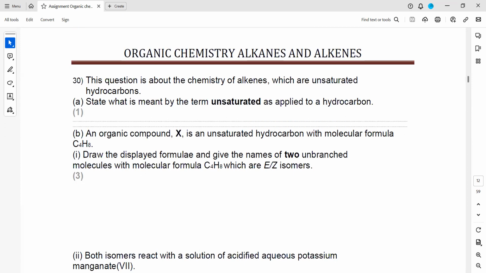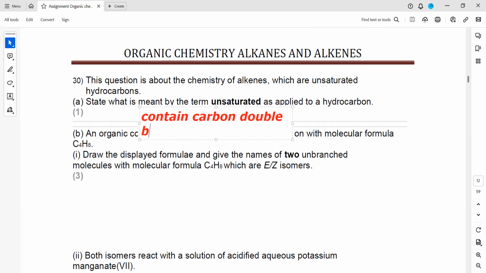So in question 30, this question is about the chemistry of alkenes, which are unsaturated. State what is meant by unsaturated. The term unsaturated means they contain a carbon-carbon double bond in the structure. So if there's a carbon double bond within the structure, we call them unsaturated. If it is a single bond, then we call them saturated.